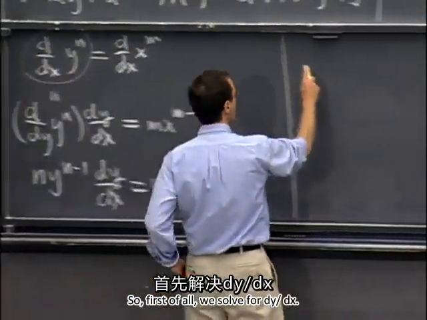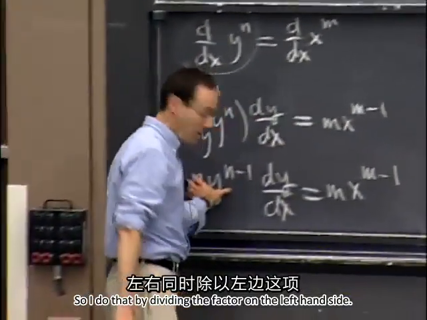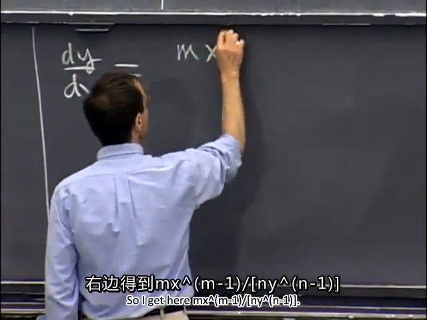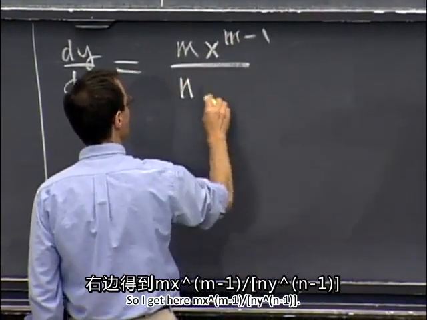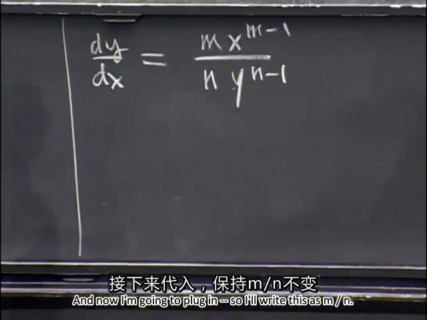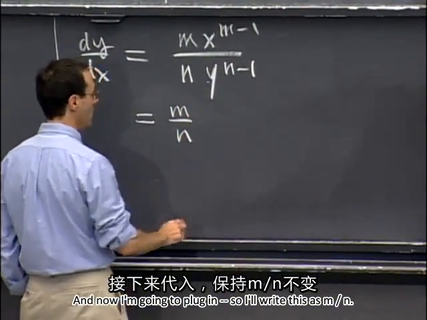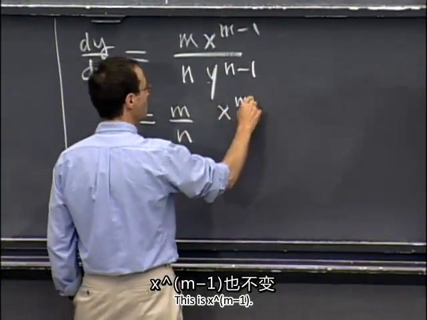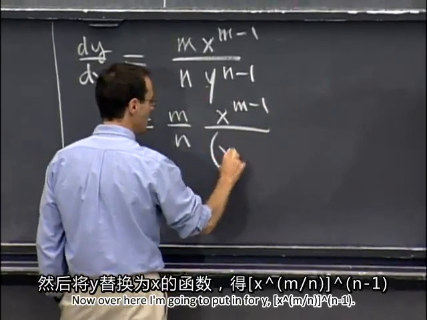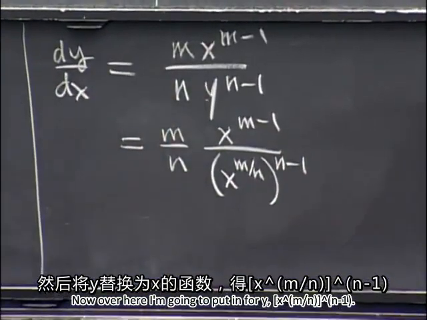So first of all, we solve for dy dx. I do that by dividing by the factor on the left-hand side. So I get m x to the m minus 1 divided by n y to the n minus 1. And now I'm going to plug in. So I'll write this as m over n, x to the m minus 1, and now over here, I'm going to put in for y, x to the m over n, times n minus 1. All right?